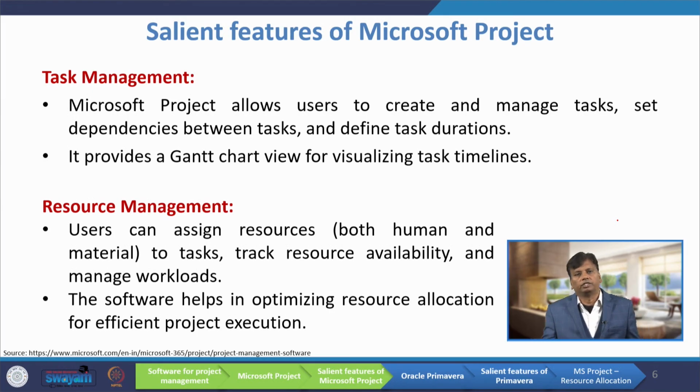The next feature is resource management. Users can assign resources, both human and material, to tasks. We can track resource availability and manage workloads. For example, if you allocate the same resource to 2-3 tasks, that resource's workload may become very high, so you can level that workload. That is very easily possible with the help of MS Project. The software helps in optimizing resource allocation for efficient project execution.